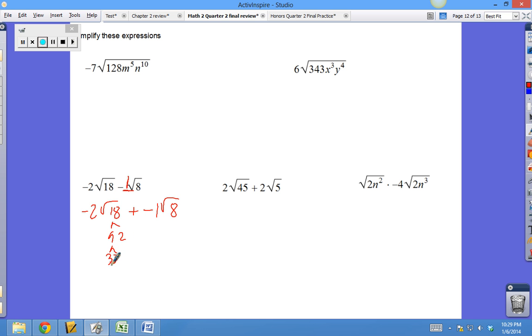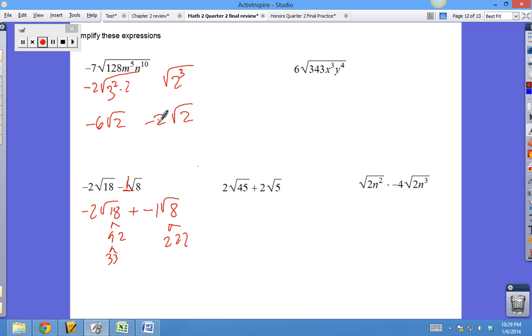So I'm going to rewrite this. I'm going to come up here. Negative 2 times the square root of 3 squared times 2. So that 3 gets undone, and it multiplies the negative 2 that's already on the outside. So it's going to be a negative 6 square roots of 2. And a square root of 8 I know is a 2 and a 2 and a 2. Square root of 8 is 2 cubed. So one of the 2's comes out and one of the 2's stays in.